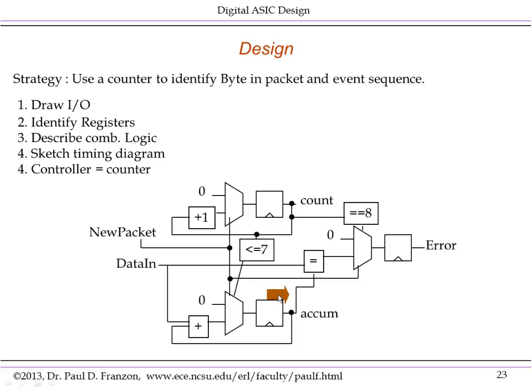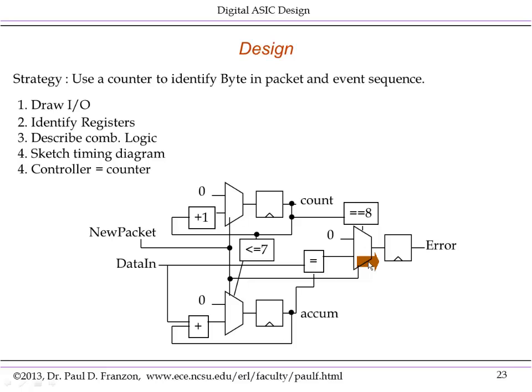Then we have the accumulator. Again, if new packet is high, we want it to be 0. Otherwise, we want to add data in to the current value of accum. We want to keep doing that until count reaches 7, because that's the end of the packet. Error: when count equals 8, we want to compare data in to the output of the accumulator. And when new packet goes high, we want to set error to 0.